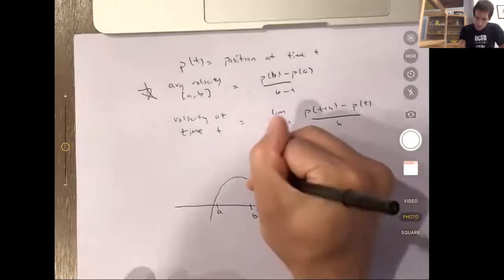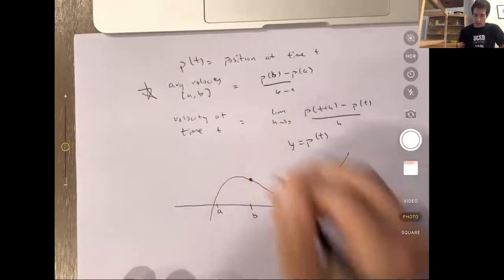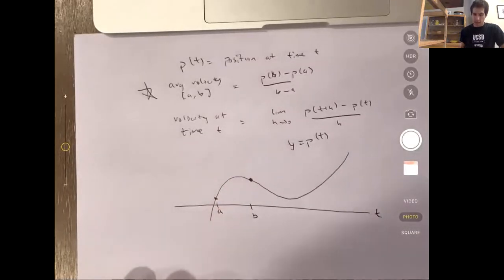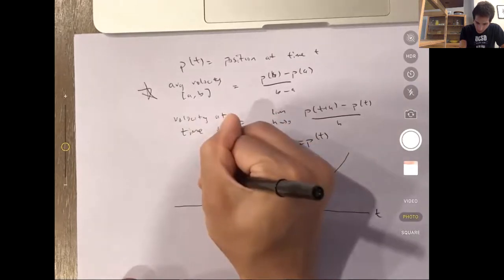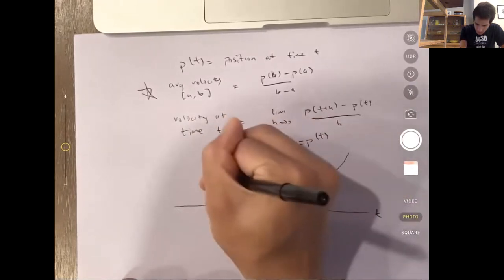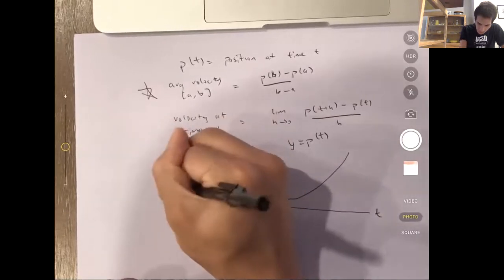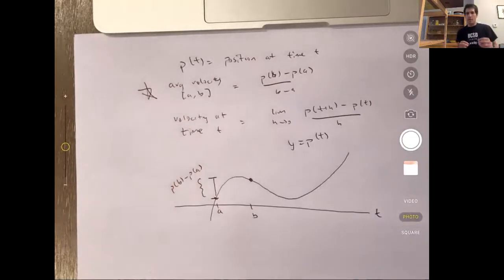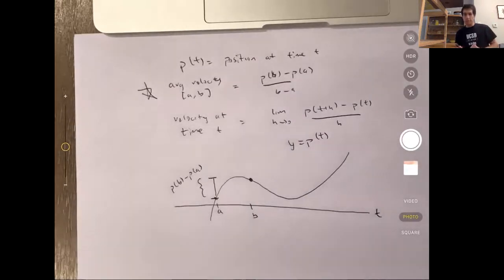If I look at p of b, that's the y coordinate here, right? So this y coordinate is p of b. And if I look at p of a, that's the y coordinate here, right? So if I look at the difference between them, that's this vertical distance, from here down to here. This vertical distance is p of b minus p of a. It's the difference in the y values, the y value at the end minus the y value in the beginning.